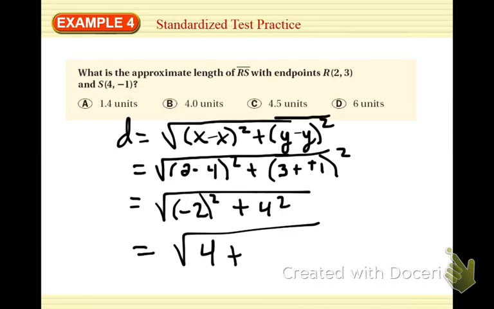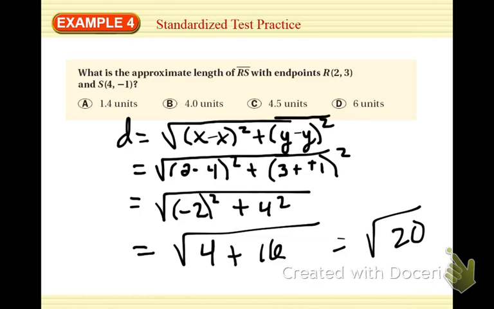So 4, 16. So the square root of 20. It asks for the approximate length, and it's multiple choice. You see your answers are in decimal form, so you're going to want to go ahead and square root that.